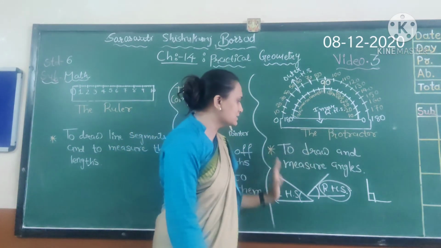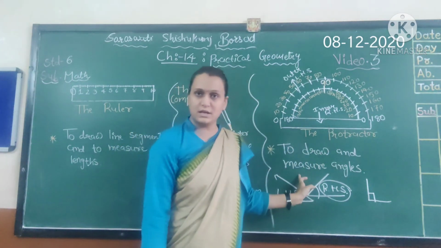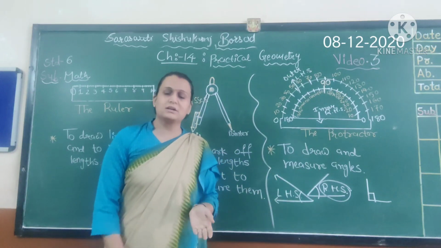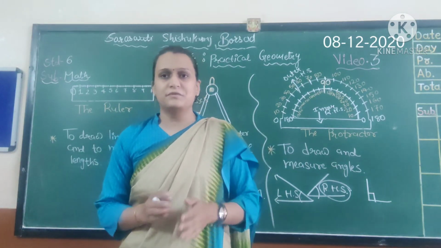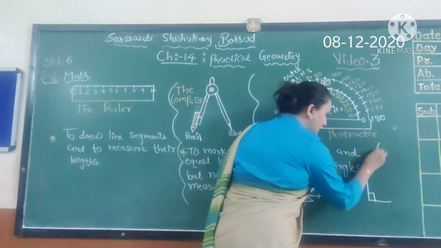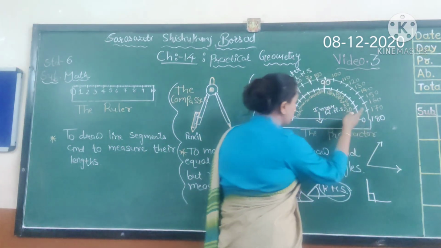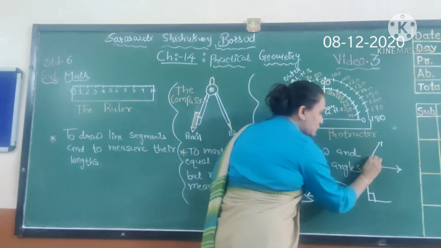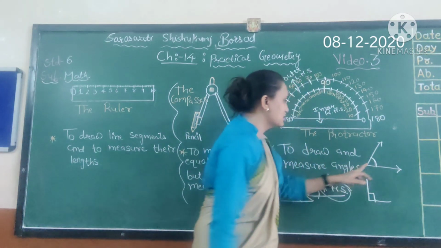So the protractor is used to draw and measure angles. We are using the protractor for drawing different angles, and if you have any angle without a given measurement, with the help of the protractor you are able to find the accurate measurement.